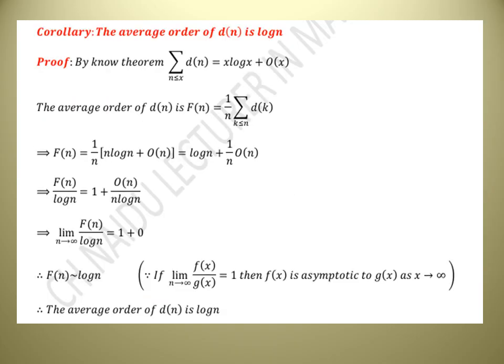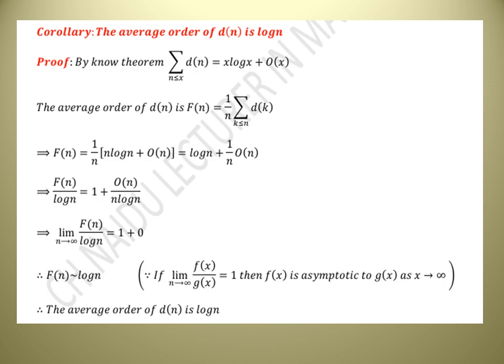Now we take the corollary. The average order of d of n is log n. We know by the theorem we just completed that summation of d of n is equal to x log x plus big O of x. The average order of d of n is f of n, that is equal to 1 by n summation d of k, where k is less than or equal to n. So this is the average order of d of n, f of n.